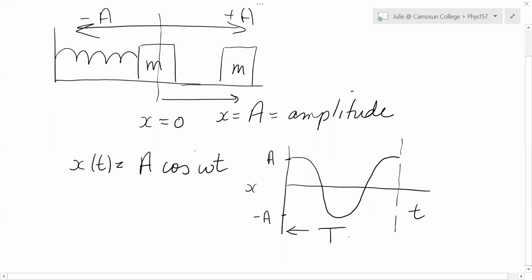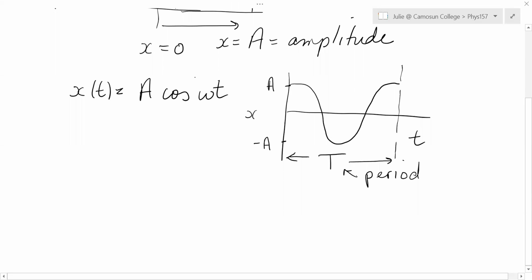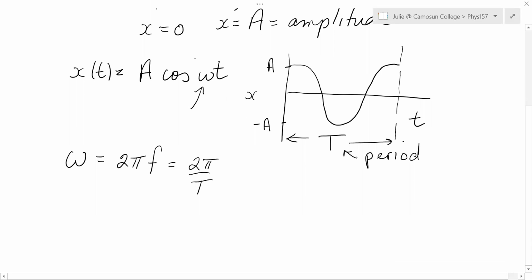is called the period. And that is the same as the period for circular motion when something is going in a circle. That's the time to go around once. So this is the time for the mass to go back and forth once. Now the omega in this equation is the same omega as we saw for circular motion. It's the angular frequency, so it's 2 pi f, or 2 pi divided by T. And so that is the quantity that is related to the graph, which is related to the time it takes to go back and forth.